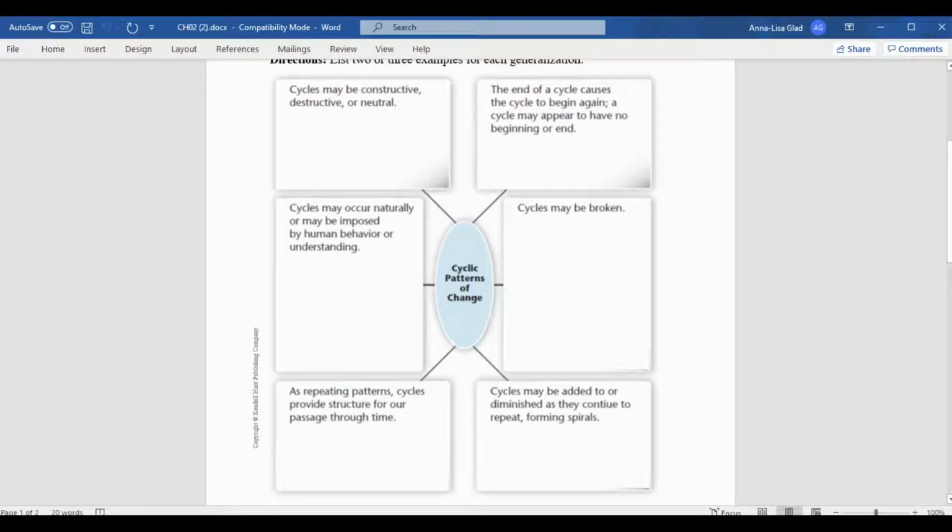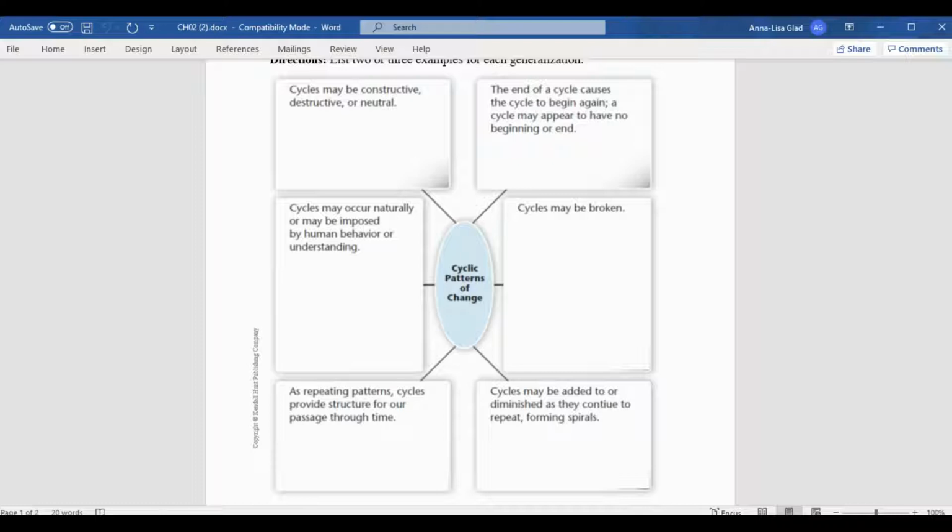Hey, gang. We are going to wrap up this unit with these three poems in writing a persuasive paragraph, picking one of the generalizations of a cyclic pattern of change that is best illustrated in one of these three poems. Well, I need to be honest with you. As I was reading these directions, I kind of forgot what the generalizations were.